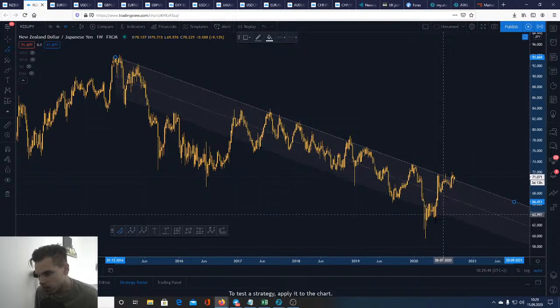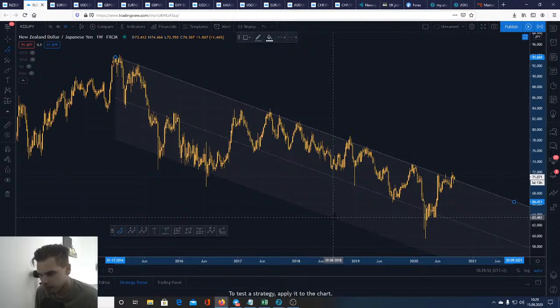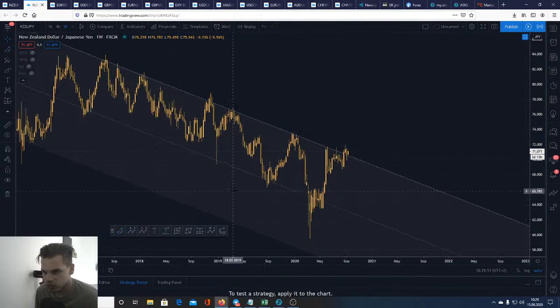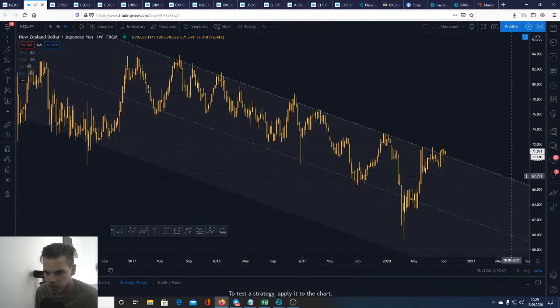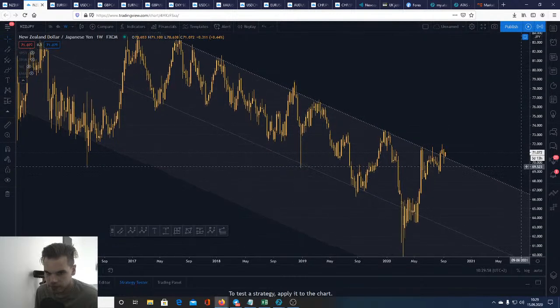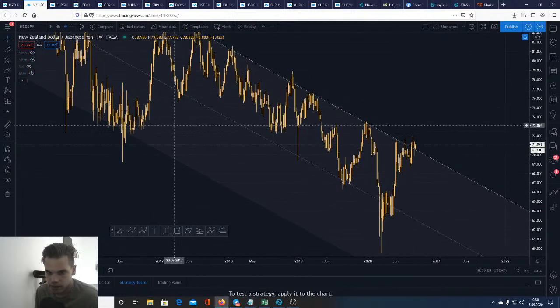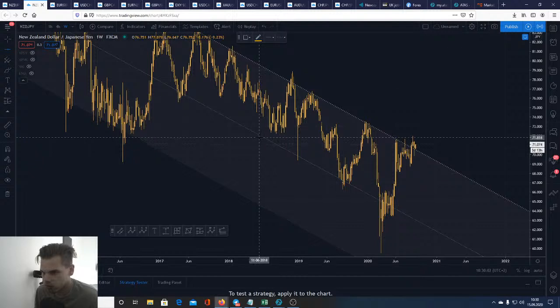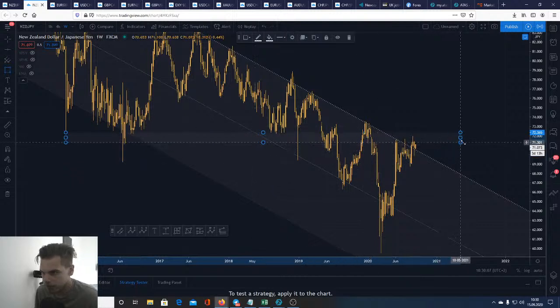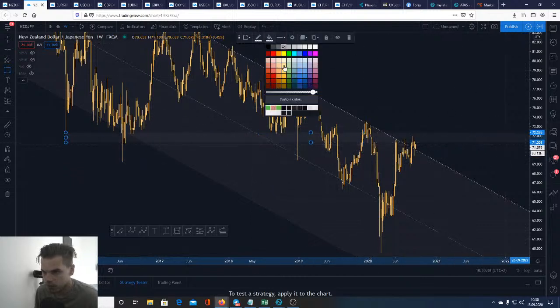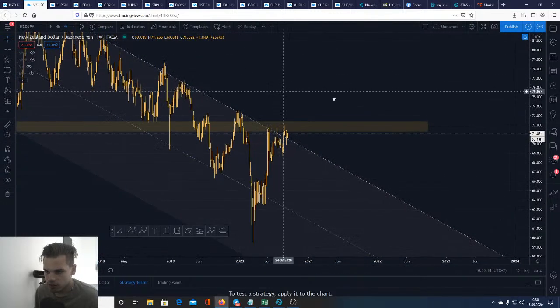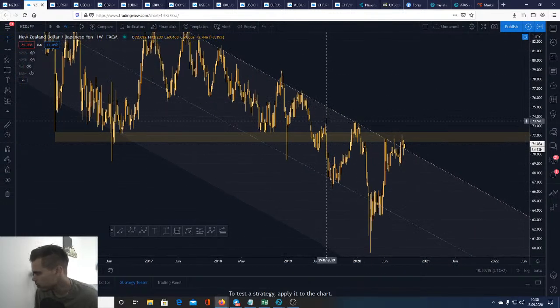or NZD USD and AUD USD. This has been the trend channel here. Now you see, look, there's the strong resistance area here. See the strong resistance area in the bigger time frame.